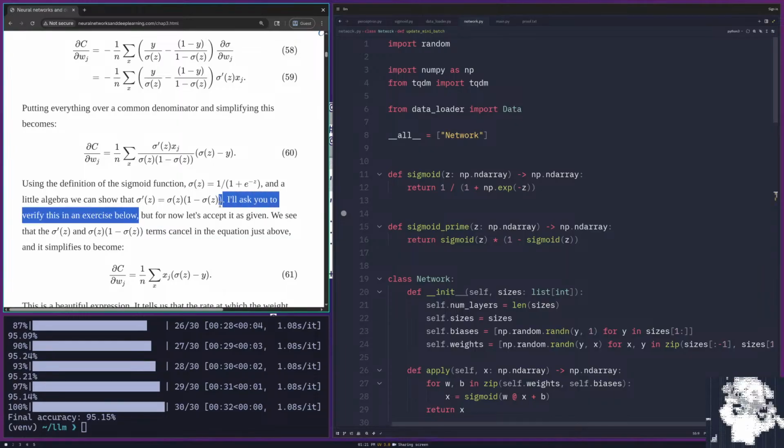I don't know if I'm going to do these very mathy exercises. It's not really what I'm trying to learn here.